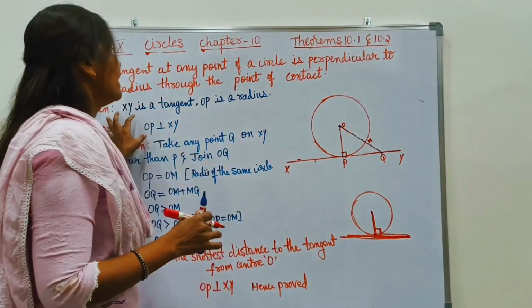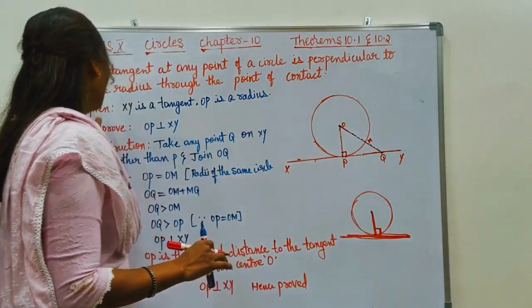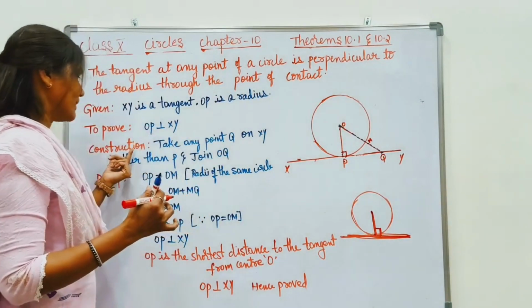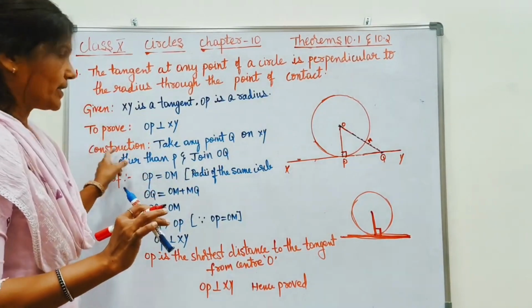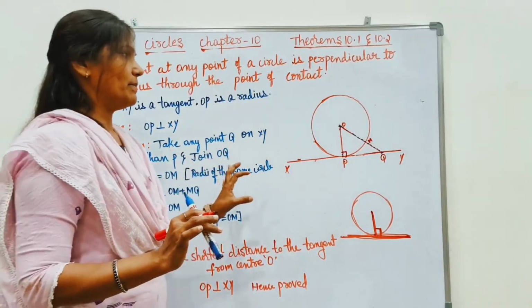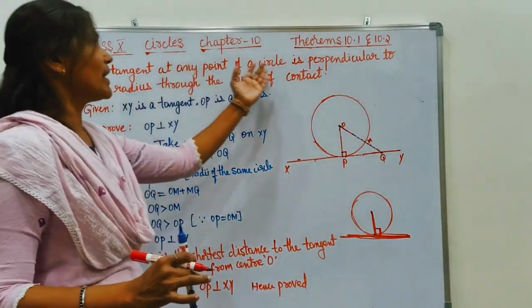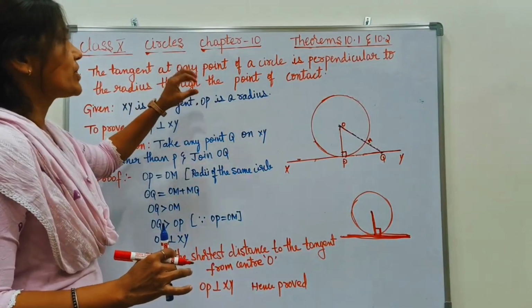For any theorem, we will write four things. First given, then to prove, then construction if there is one, otherwise not needed. Next proof. First we write what is given in the question. Given means what is there in the question.